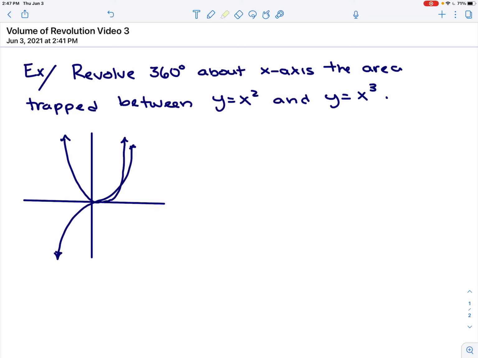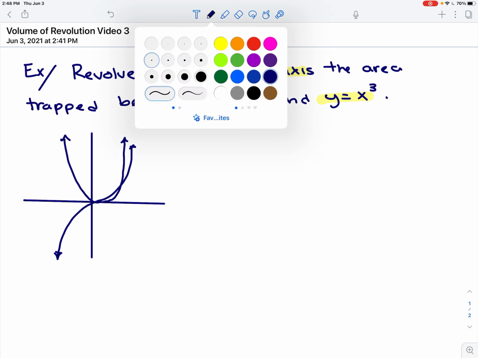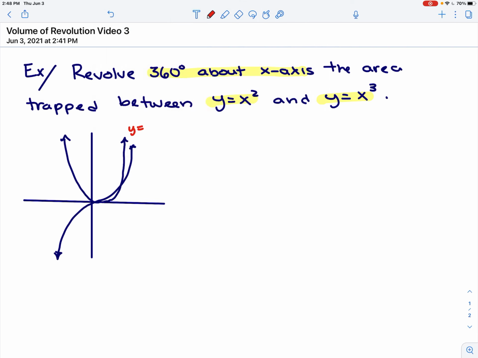Okay, so we're going to revolve 360 degrees about the x-axis the area trapped between y equals x squared and y equals x cubed. When I have a trapped area, that's actually giving me the a and b values, where they intersect. If I were to sketch this, you can see, hopefully, this is your y equals x squared, and then this is your y equals x cubed, and then it causes a little trapped area in here.